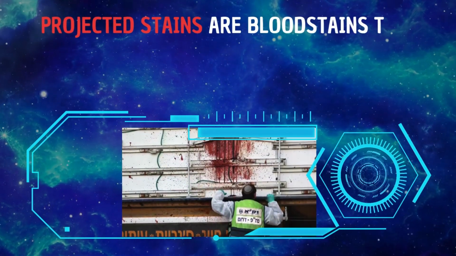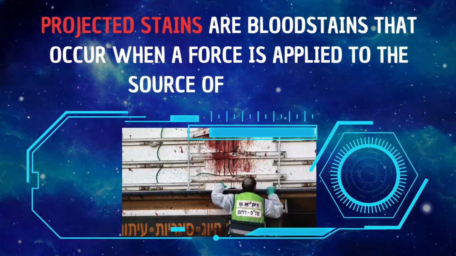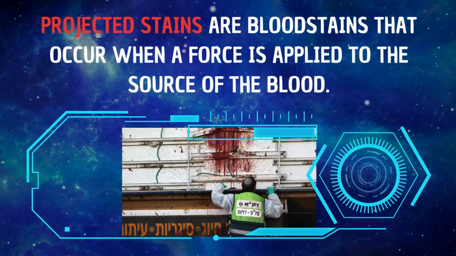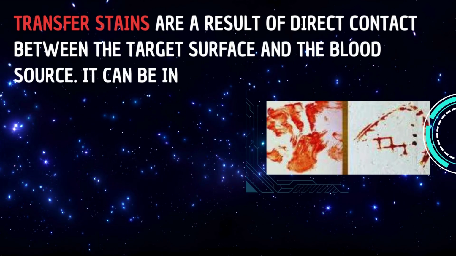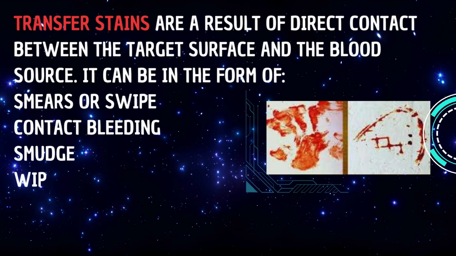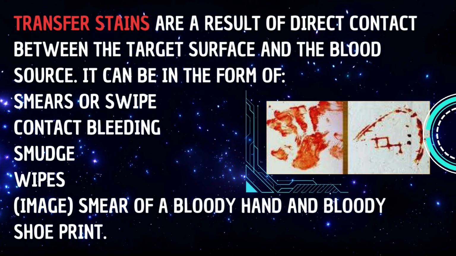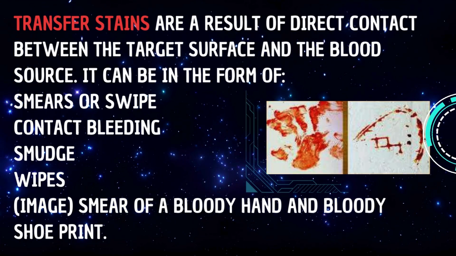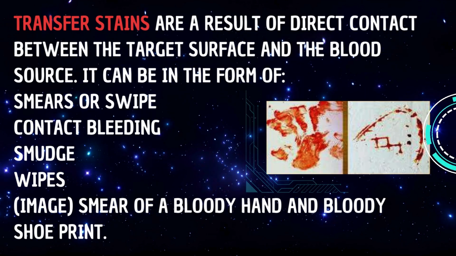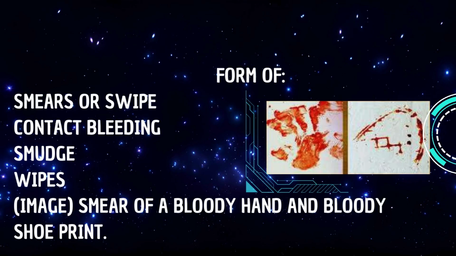Projected stains are bloodstains that occur when a force is applied to the source of the blood. Transfer stains are a result of direct contact between the target surface and the blood source. They can be in the form of smears or swipes, contact bleeding, smudges, and wipes. Image: smear of a bloody hand and bloody shoe print.